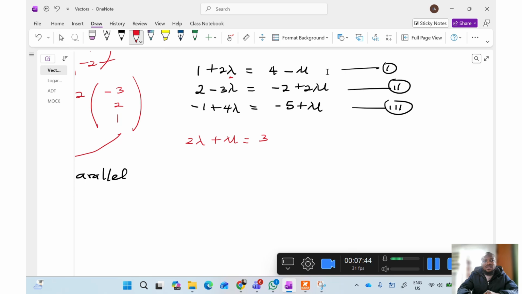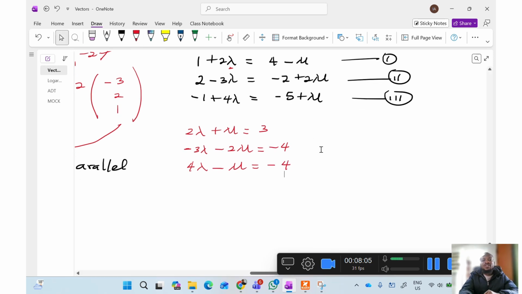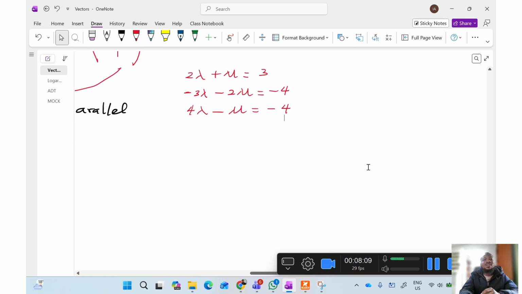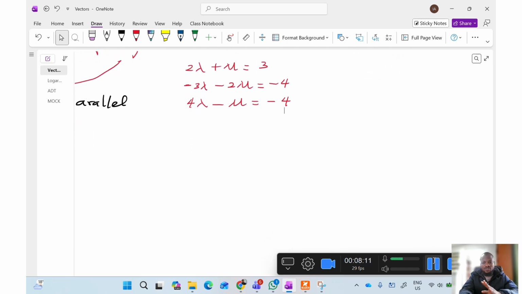Then I can have this as minus 3 lambda minus 2 mu is equal to minus 2 minus 2, which is minus 4. Then I can have this as 4 lambda minus mu is equal to minus 5 plus 1, which is what? Minus 4. Okay, so with this, you can use a calculator to evaluate the value of lambda and mu. Just take any of the two equations.